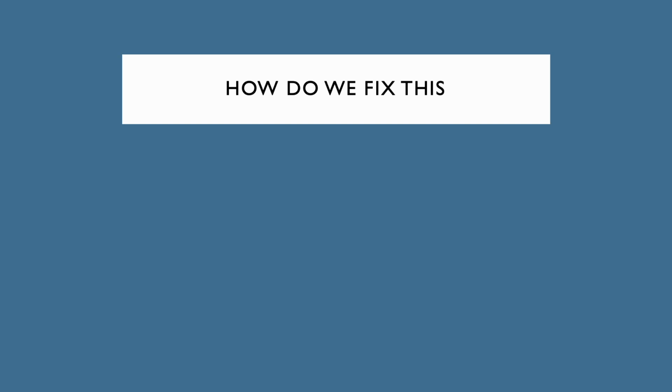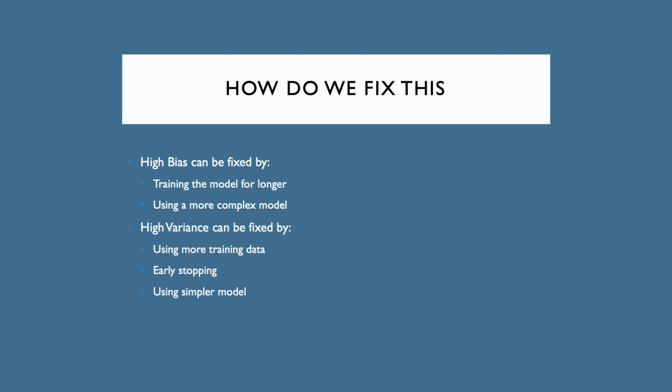Now let's look into some ways of fixing this issue. If your model has high bias, then you can try training the model for longer, or you can use more complex models, maybe try out some nonlinear models. On the other hand, if the model has high variance, then you can use more training data, or you could stop the training earlier using one of those cross-validation techniques, or basically use a simpler model.